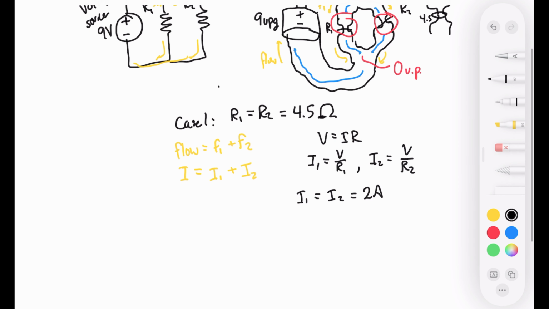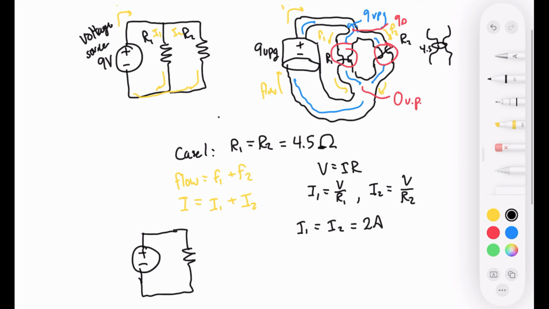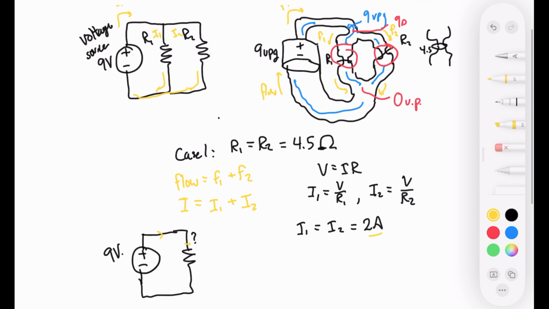Now we want to imagine if there's a way we could simplify this rather than looking at it as 2 resistors in parallel. We could imagine this as one resistor. This is 9 volts and this is a question mark. Well, we know the current that's going through this resistor is going to be the same that we calculated going around. So this is I, which is 2 plus 2, because if this is 2 and this is 2, then this must be 2 plus 2.